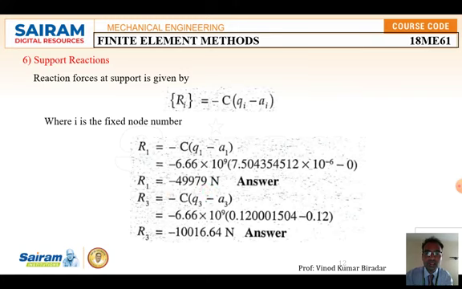Similarly, for R3 you just replace R1 with R3 and substitute the values, A3 is equal to 0.12. Substituting here, you are going to get R3 is equal to minus this, that is 10016.64 Newton. So the support reactions at R1 and R3, these two, are acting opposite to the support.